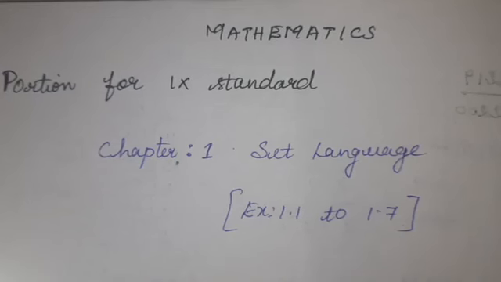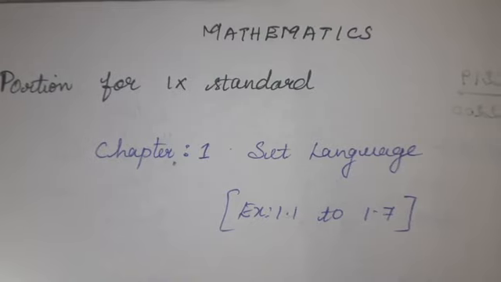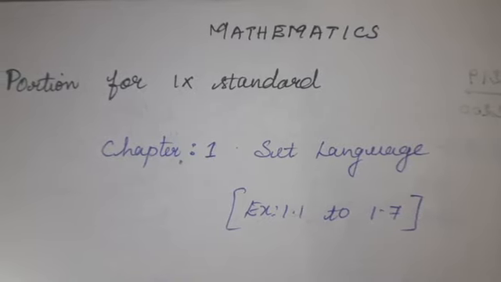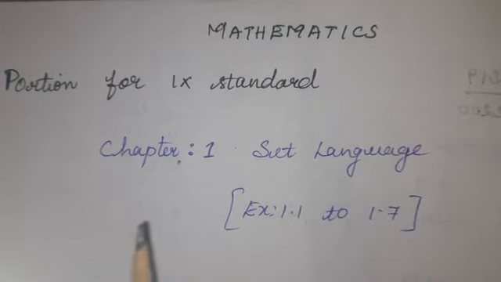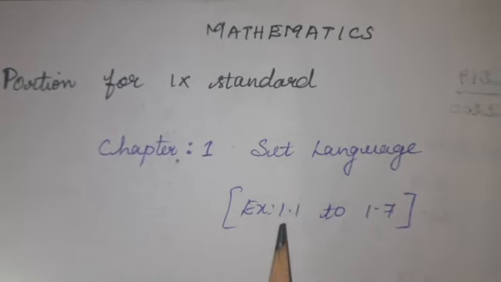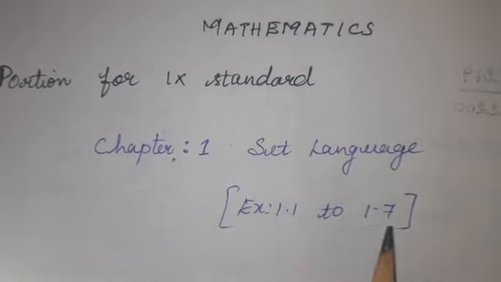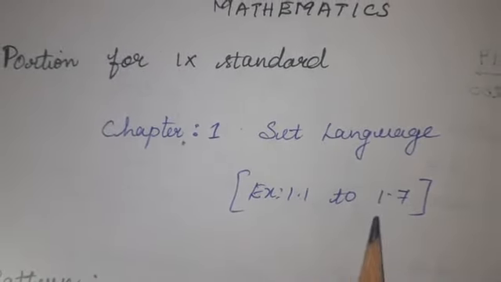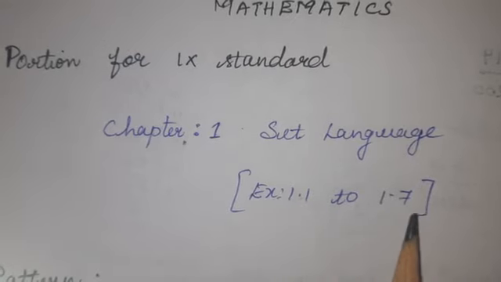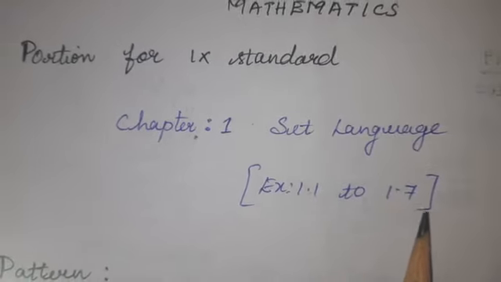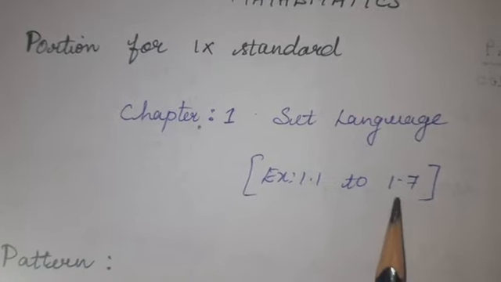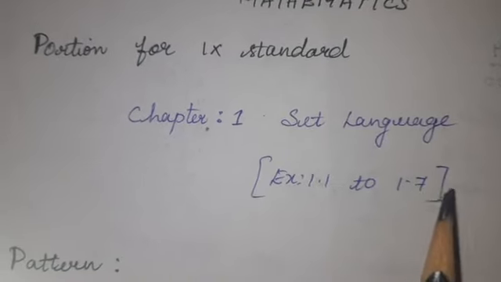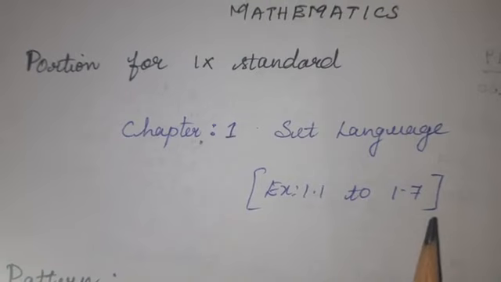Good morning, students. Today is your maths exam, so we have to revise the portion. Chapter 1, set language fully. We are having exercise 1.1 to 1.7. I taught 1.1 to 1.6; 1.7 is the objective type questions. You have the answers in the back of the book. So revise that 1.7. From that exercise only I ask the 1 mark questions.